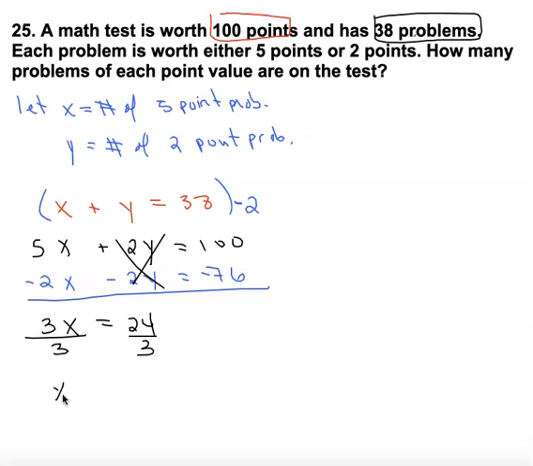Divide both sides by 3. X is equal to 8. So there's 8 5-point problems on the test.